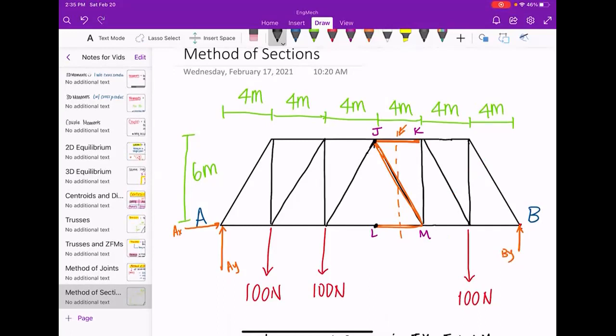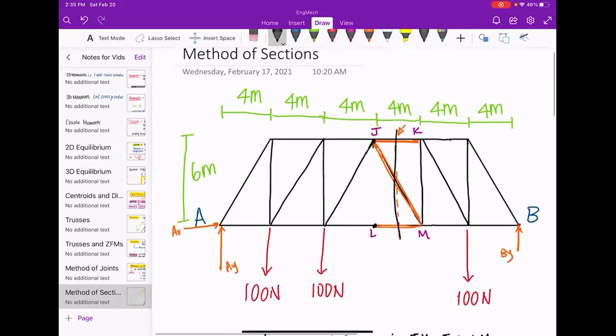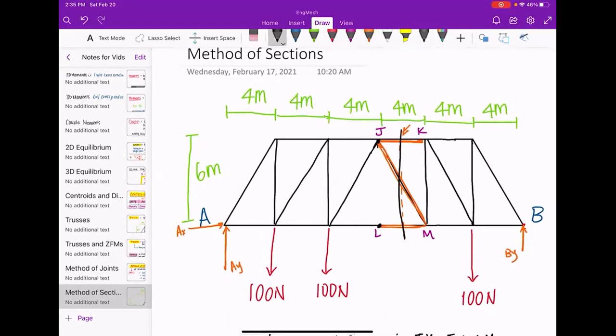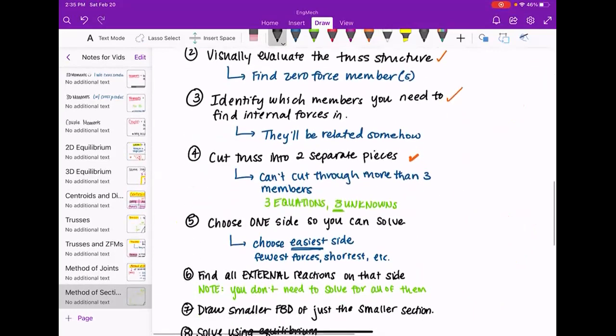So this is my cut, and it only exposes 3. So here's 1, here's 2, here's 3. Boom. So far we're good.